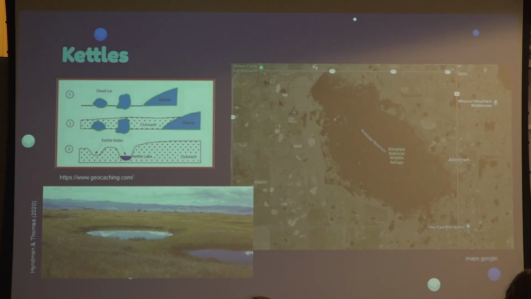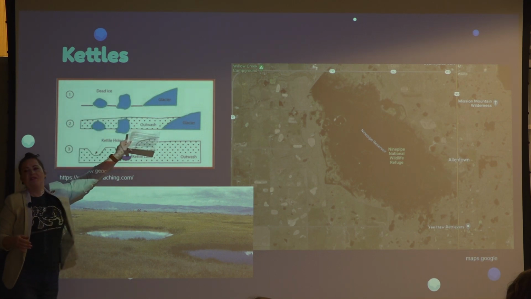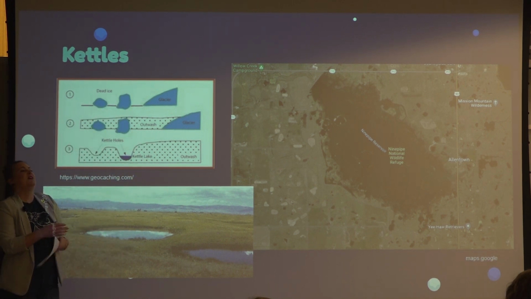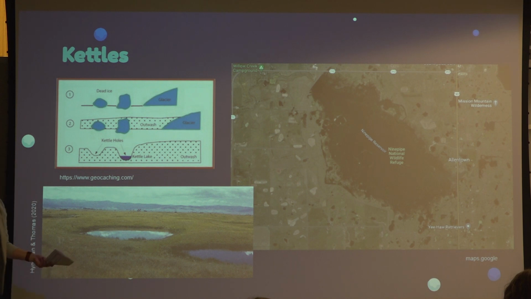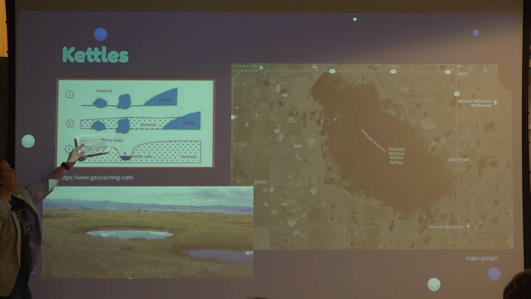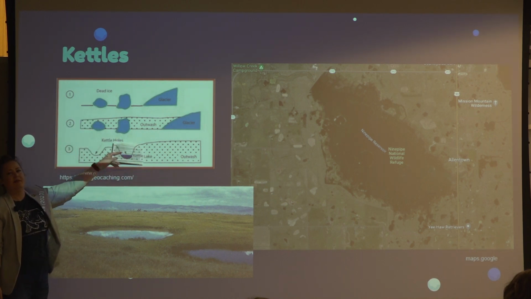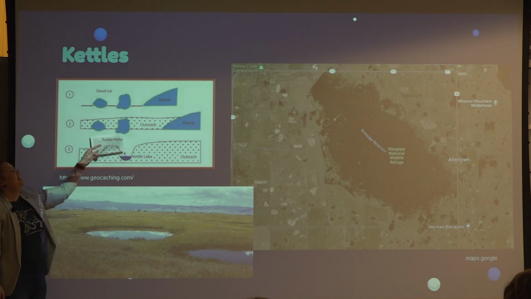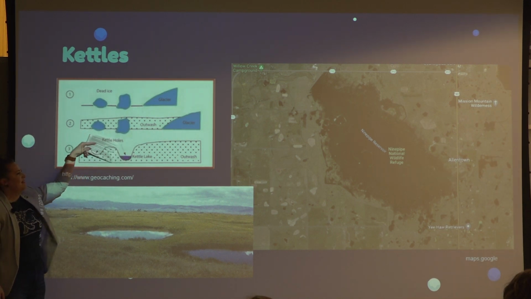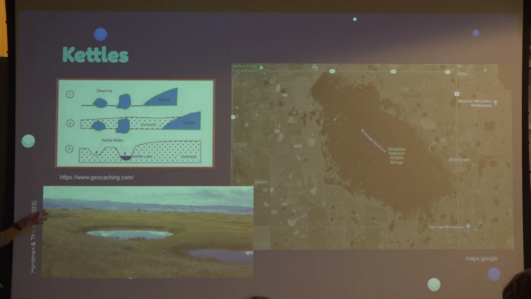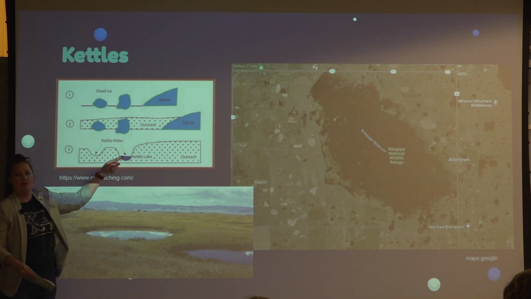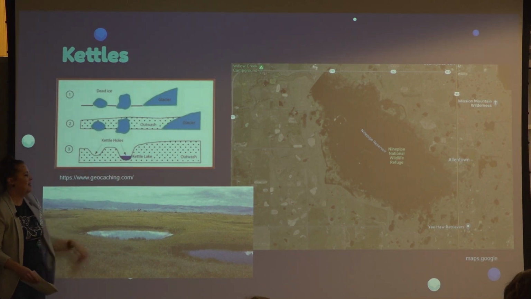Kettles are a lot of fun too. As an ice sheet is retreating, it can leave chunks of ice behind. Now, as we all know, big chunks of ice take forever to thaw and melt. That's exactly what happens: it takes so long that the sediment actually covers it, then it finally melts, and that sediment collapses and leaves a little depression, and usually water fills in. So you get these little kettle lakes.